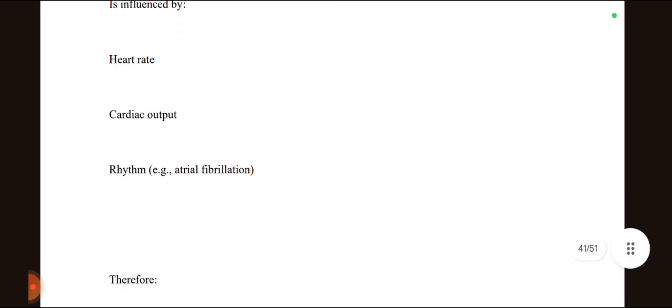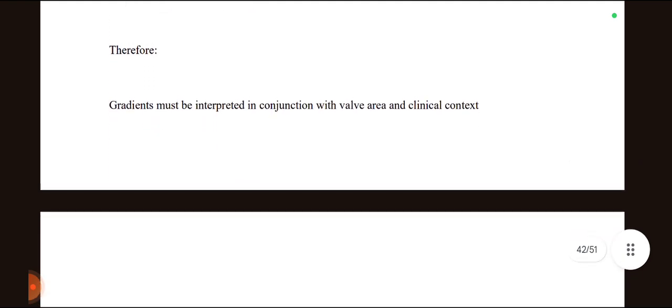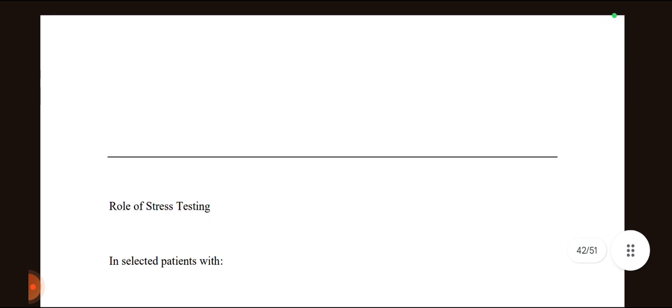This is influenced by heart rate, cardiac output and rhythm. For example, the gradient will increase in atrial fibrillation. Therefore, gradients must be interpreted in conjunction with valve area and clinical context.